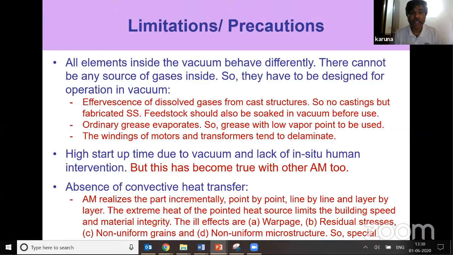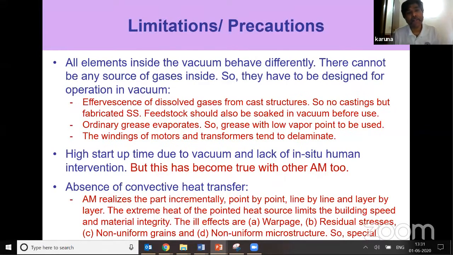Your machine elements cannot be made out of castings because, as you know, every casting has some dissolved gases entrapped inside. So when the vacuum is switched on, these gases start coming out of the casting. And then when the chamber is opened and exposed for 2 days, the castings once again absorb moisture, air, and then again disturb. So the vacuum doesn't build up properly. So typically, people prefer to go for stainless steel-based welding fabrication structures rather than castings, which are very common in machine tools.